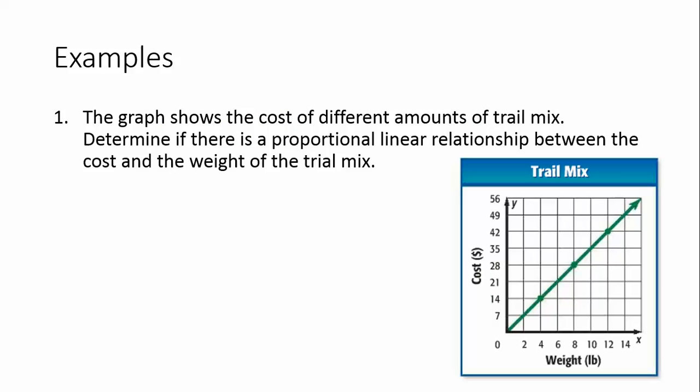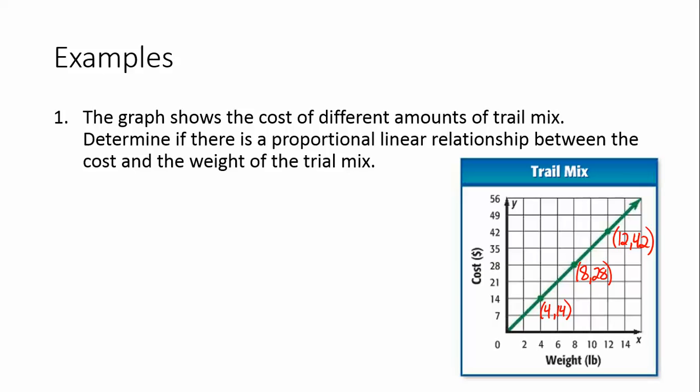So let's look at an example. Here we have a graph that shows the cost of different amounts of trail mix. And we're trying to determine if there's a proportional linear relationship between the cost and the weight. So essentially you're asking yourself, as the weight increases, does the cost increase at the same rate? So first we need to label these ordered pairs. You can see for the first ordered pair here we have 4, 14. Then we have 8, 28, and finally 12, 42.